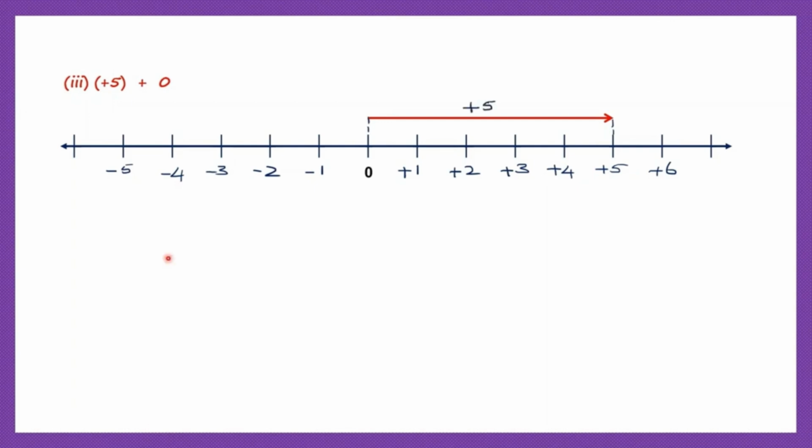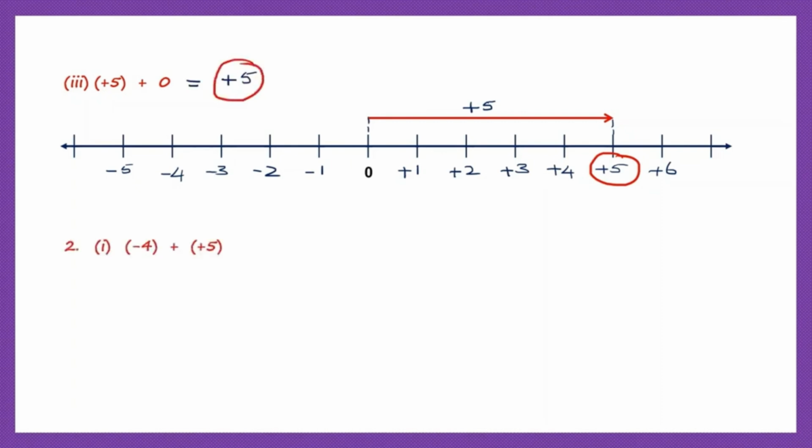Now let's look at the next integer, plus 0. That means how many places do we move? We don't have to move any places because the number is 0. So we remain there itself. So our answer is 5. This is our answer, plus 5. So we can write that answer here. 0 plus 5 is plus 5. So we've got our answer to this question also.